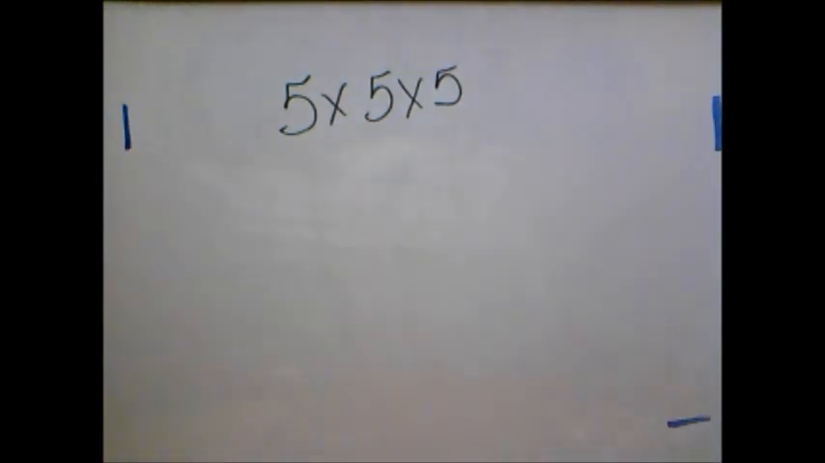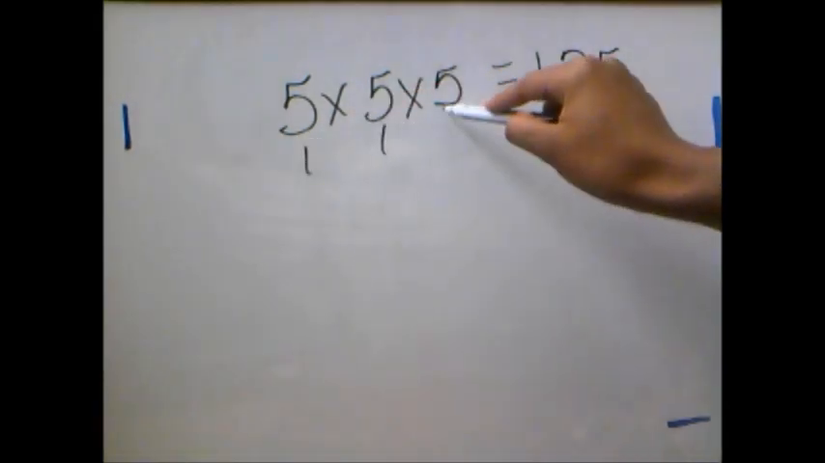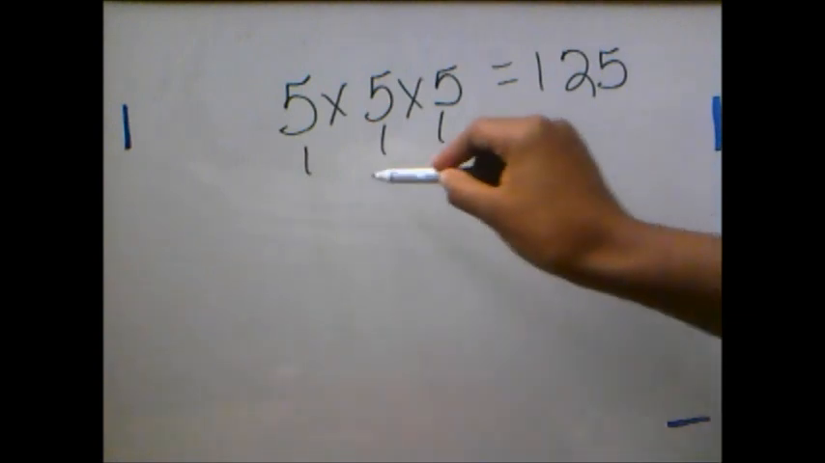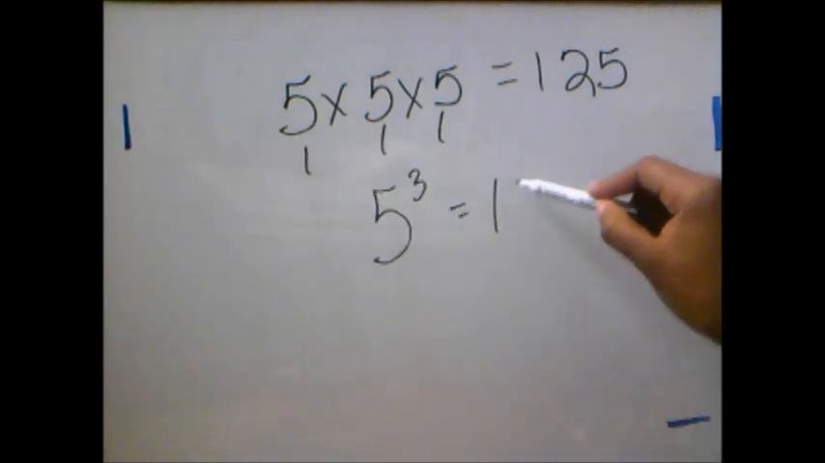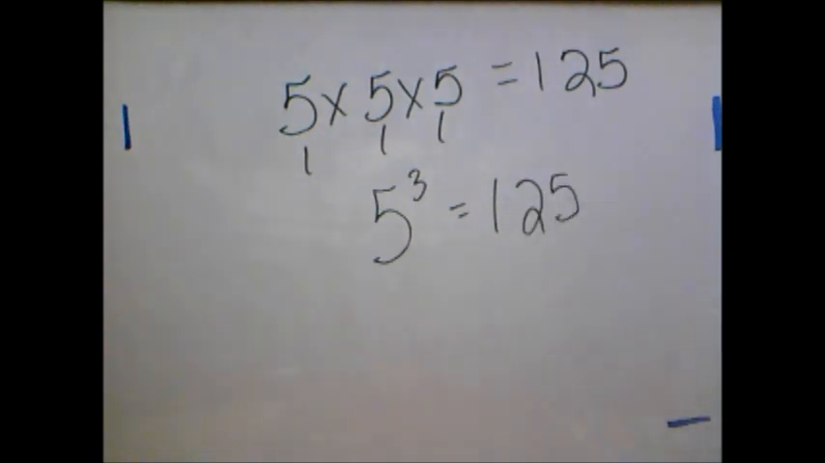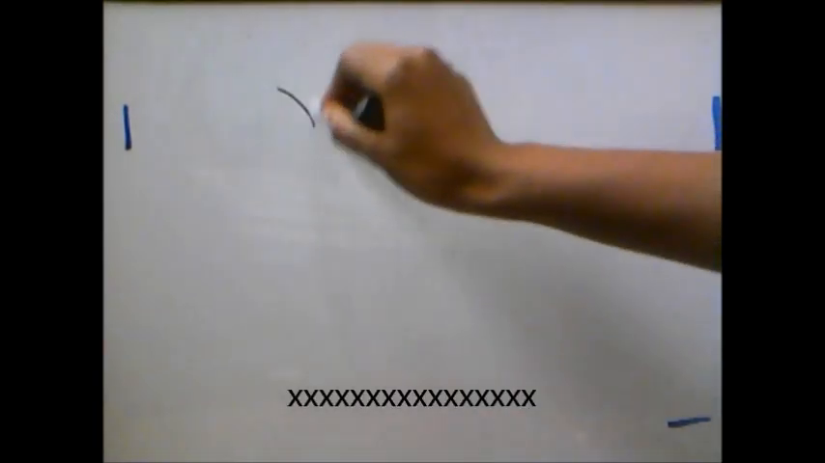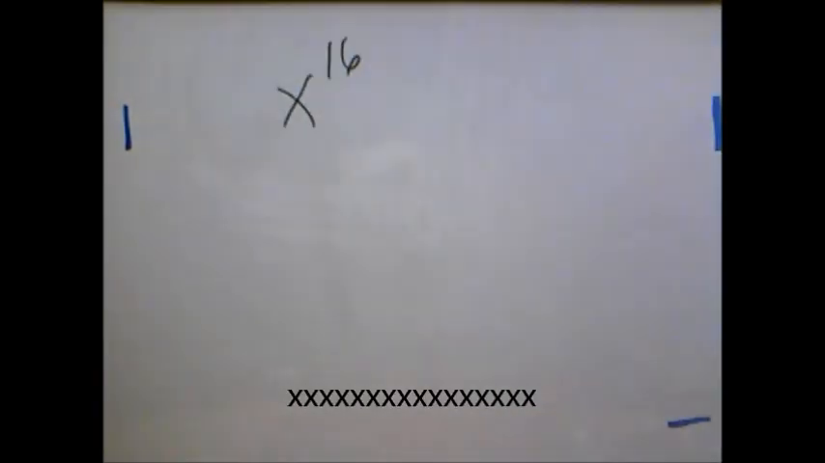5 times 5 times 5 equals 125. Instead of continuously writing all of the 5s, with exponents, we just write how many times 5 is multiplied by itself. So 5 to the third power is 125. We took it a step further and established that exponents can be used with variables. Instead of writing 16 x's, we wrote x to the 16th power.